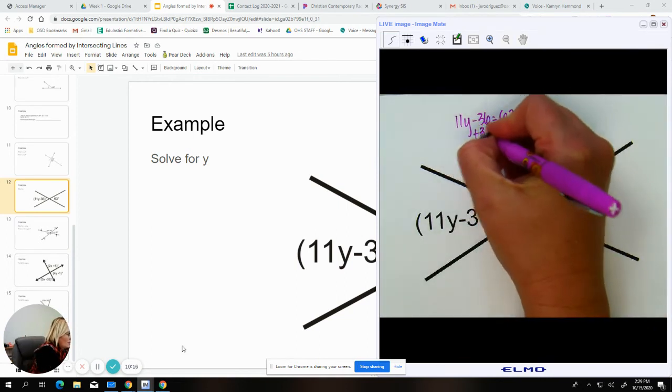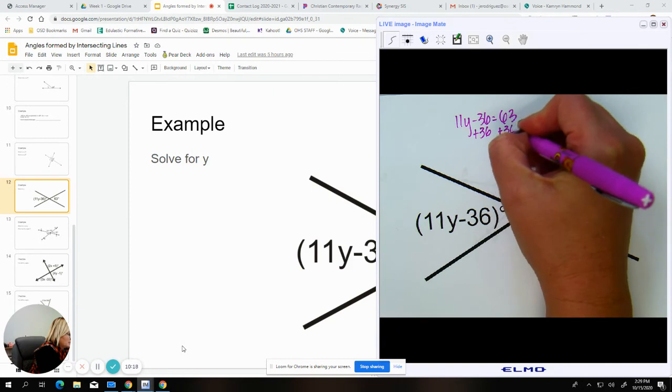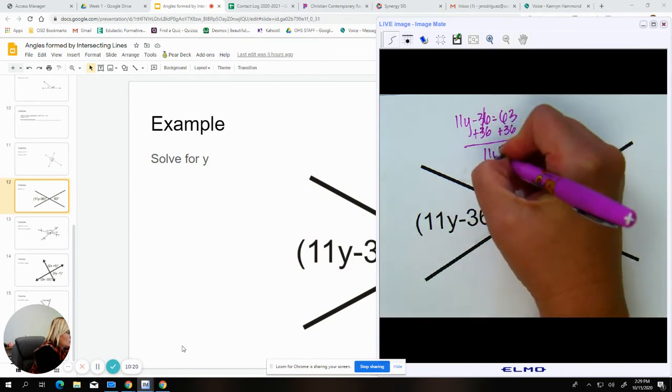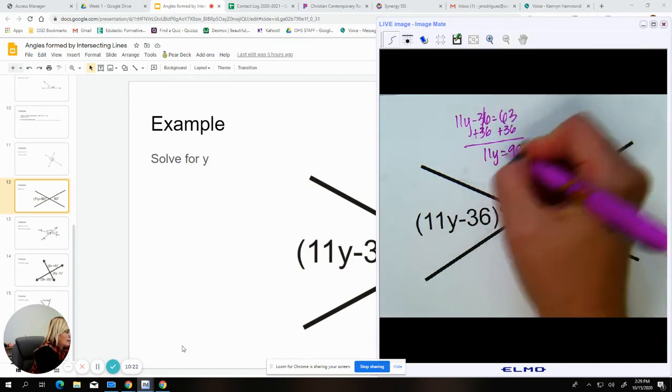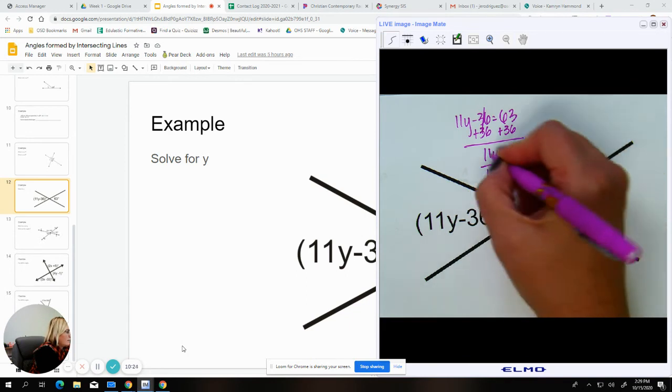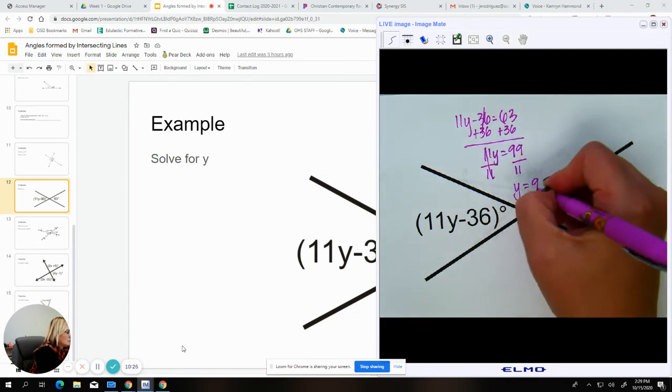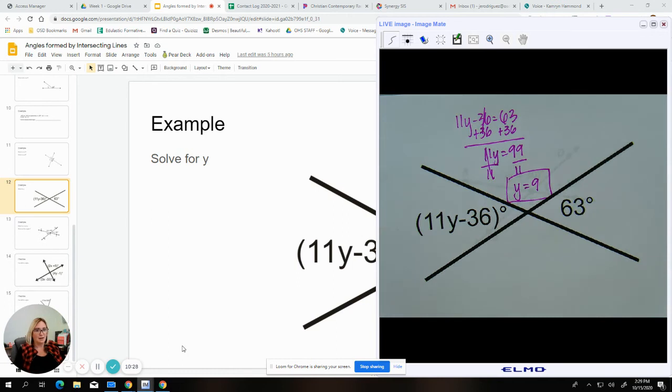We are going to add 36. We get 11y is equal to 99. Divide by 11, and y is equal to 9. So we just used our rules of vertical angles to be able to determine two angles are equal. We can solve something.